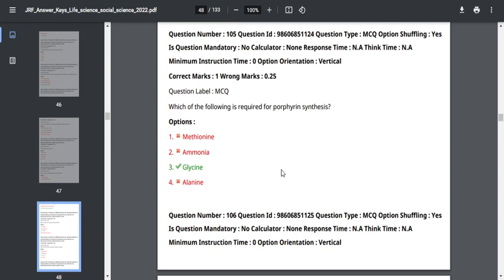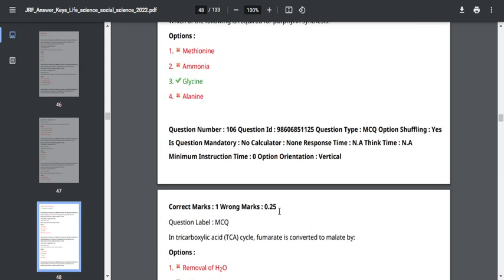Which of the following is required for porphyrin synthesis? In order to synthesize porphyrin, two things are needed. One is glycine and another one is succinate. Both act as precursors of delta aminolevulinic acid. After this delta aminolevulinic acid, it will be converted into protoporphyrin and then porphyrin. So this glycine is acting as an important precursor.